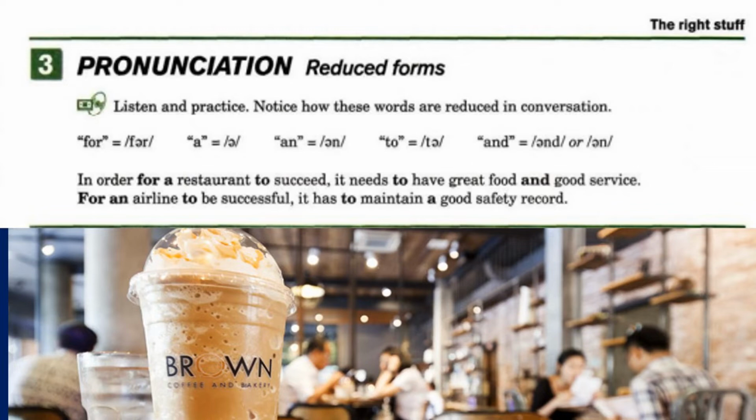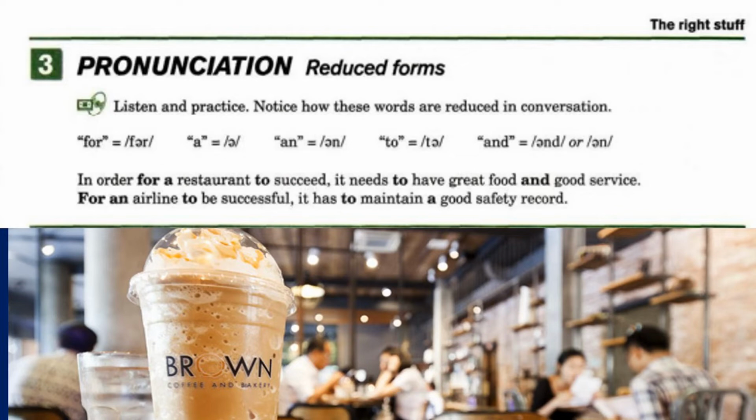Okay? I teach you to pronounce the final consonant. But I'll tell you the truth, we do not make the D sound. And. Okay, we just say and without the D sound. Food and good service. Listen to me again. In order for a restaurant to succeed, it needs to have great food and good service.